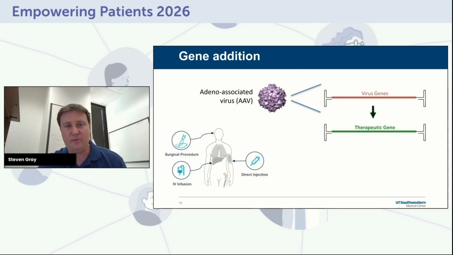Okay, so now I'm going to go really into gene addition, and I'm going to use adeno-associated virus, or AAV, really as my illustration of this, where you have a viral capsid, and you've modified the original virus genome where you've taken out all the virus genes and have it package a therapeutic gene.